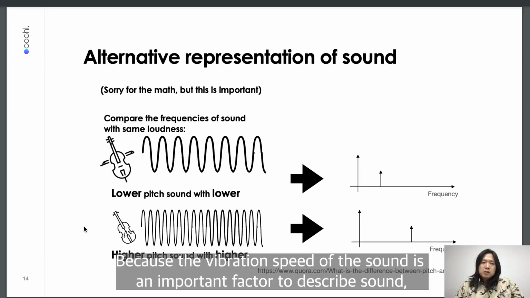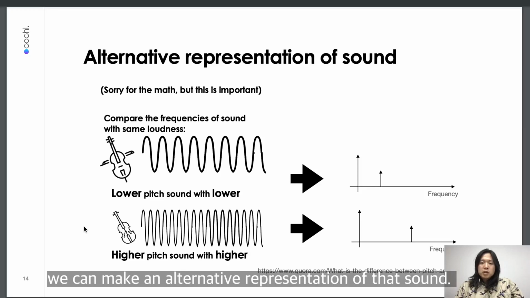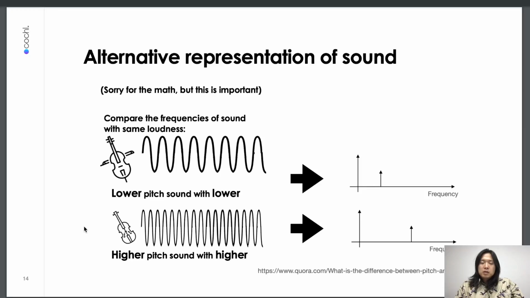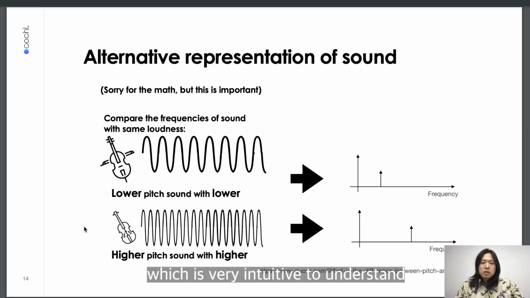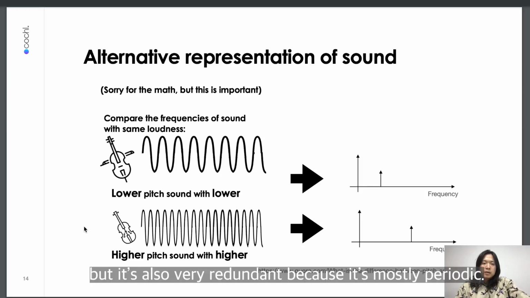And because the vibration speed of the sound is an important factor to describe sound, we can make an alternative representation of the sound. From here, the left figure shows the vibrating patterns of each sound, which is very intuitive to understand, but it's also very redundant because it's mostly periodic.